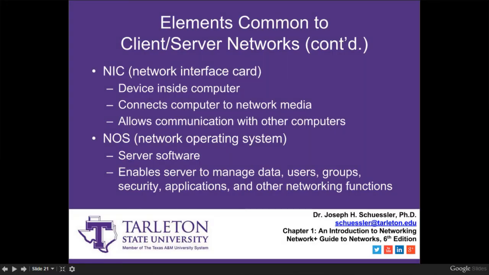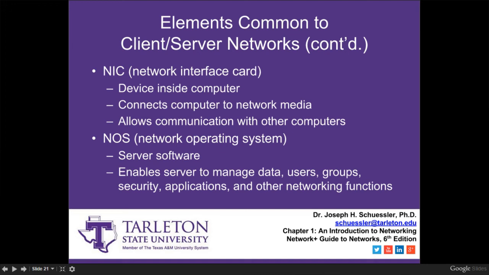Another important device is what's known as a network interface card, or a NIC. And this is a device that's usually inside the computer. It can be outside. Sometimes you have an external USB network interface card. But typically it's going to be inside. It can be a standalone card or a card that's plugged into the motherboard, or it can be something that's built onto the motherboard. And this is what's physically going to allow that computer to connect to the network media.